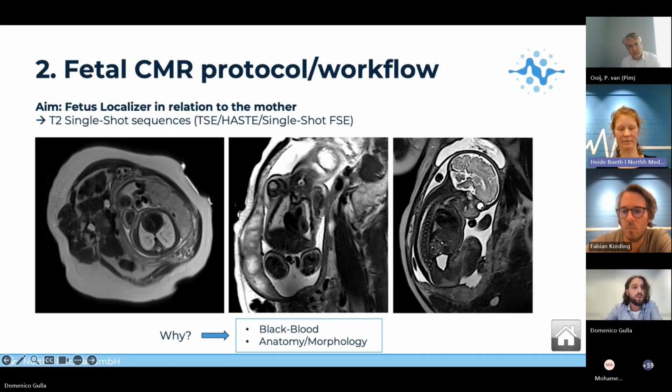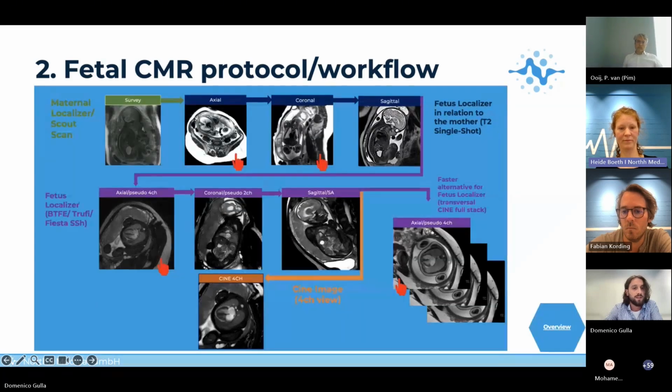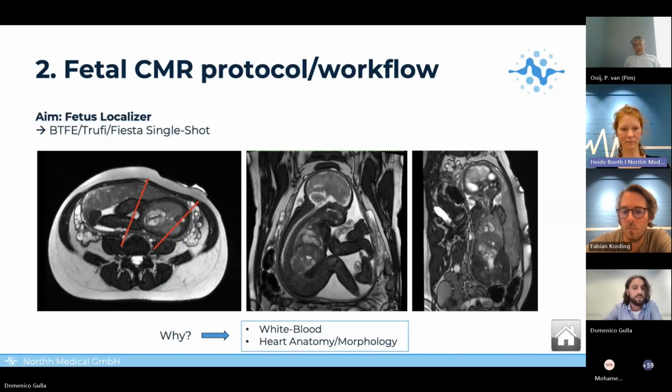Jumping back, we go to another important step. It's the fetus localizer using, for example, the balanced single shot. These are white blood sequences, and they are more precise because you can see exactly the heart anatomy and the morphology, and you can easily plan your following scans more precisely. But it's also really important to understand that it depends on the timing.